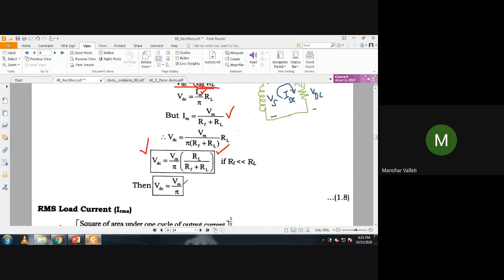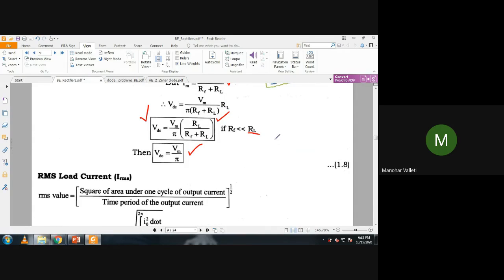But to make our mathematical analysis even easier, we will assume that generally the forward diode resistance is in the range of ohms, and the load is in the range of kilo ohms. That means the forward resistance of the diode will be much less than the load resistance. So Rf plus RL will be RL only. RL will cancel, so VDC equals Vm by pi.